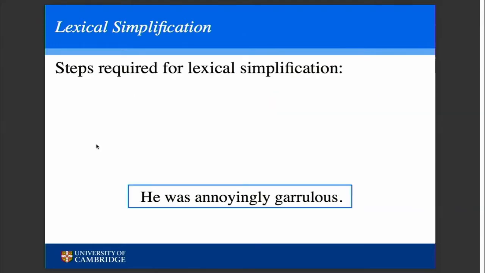So I'm going to talk at a high level now about what the steps are in order to perform lexical simplification, and then I'm going to talk about how our system specifically tackles these different steps. So the first one is complex word identification. And at this point, we really want to identify the words within the text that would be good candidates for substitution, so things that a reader might find difficult to understand. So in this example, I picked a word that's really hard to say, which wasn't good for the presentation, but he was annoyingly garrulous. Garrulous has been identified as a complex word here.